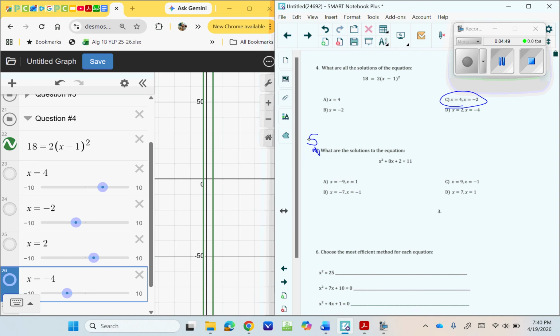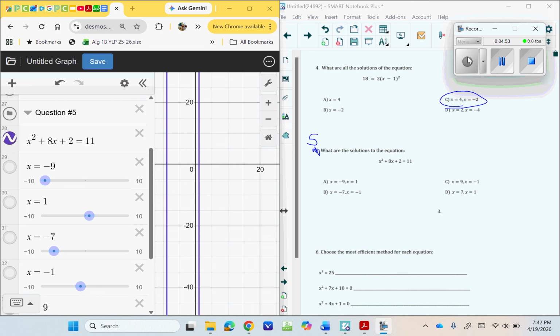For number 5, it's going to be very, very similar. So we're going to do the same thing. Okay, this is question number 5, and let's see. It looks like they have a lot of similar values, either positive or -9, positive -7, positive -1. So let's see if -9 works. Okay, so I know that -9 is a solution. Let's see if 1 works. 1 is a solution. So -9 and 1.